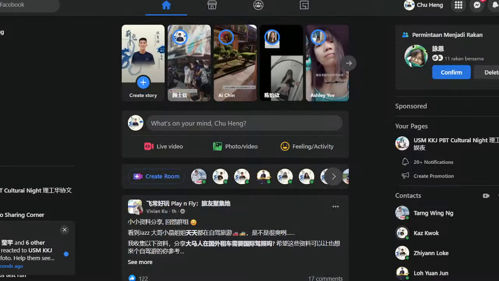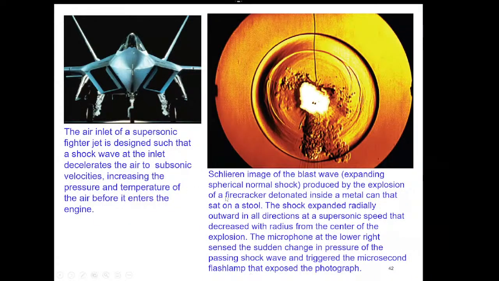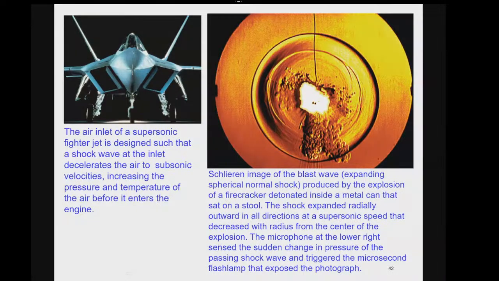And as you can see in the image, this is the top view of the blast wave produced by the explosion of a firecracker detonated inside a metal can. You have seen when there is an explosion, there is a curved shape like smoke, but the smoke represents the wave in a round shape. So that is the normal shock wave.